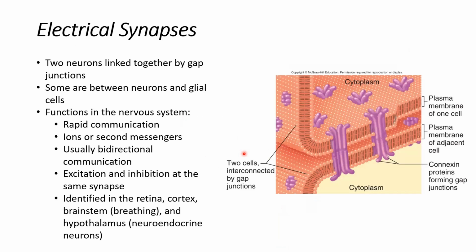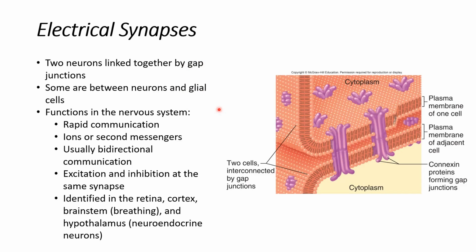All right, so looking a little bit more closely at the features of an electrical synapse, it's going to be happening by way of gap junctions. Some are going to be between neurons and glial cells. Glial cells are essentially the supporting cells. We'll look at those in the next chapter, but neurons have lots of supporting cells around them, and so they can also communicate onto those supporting cells as well.